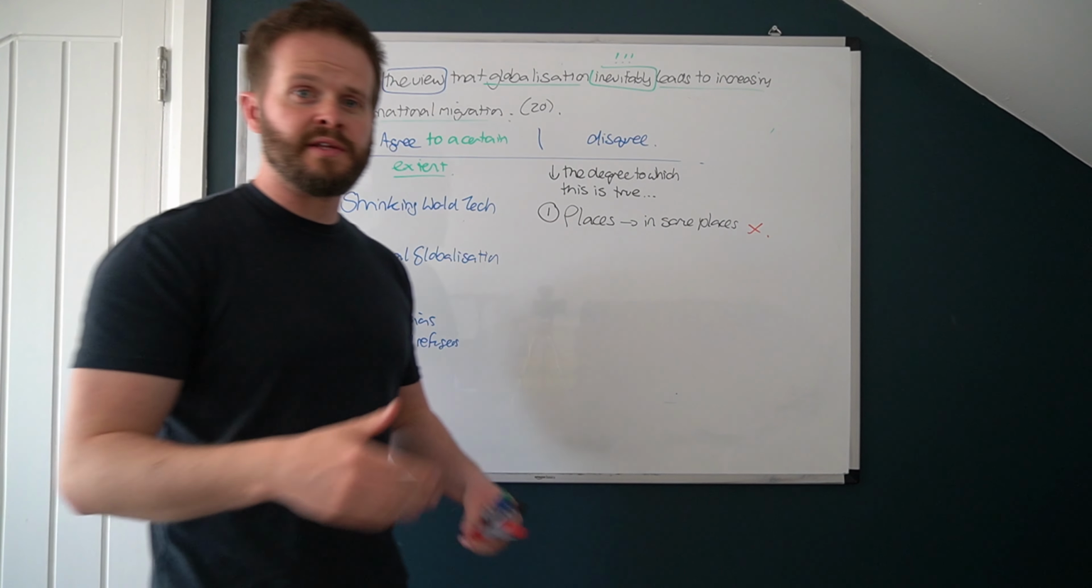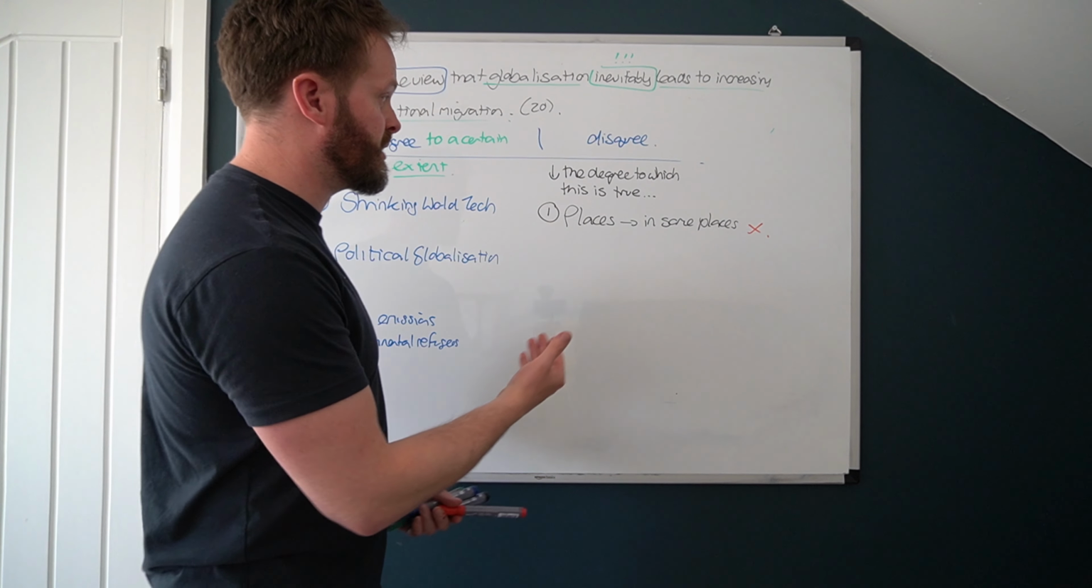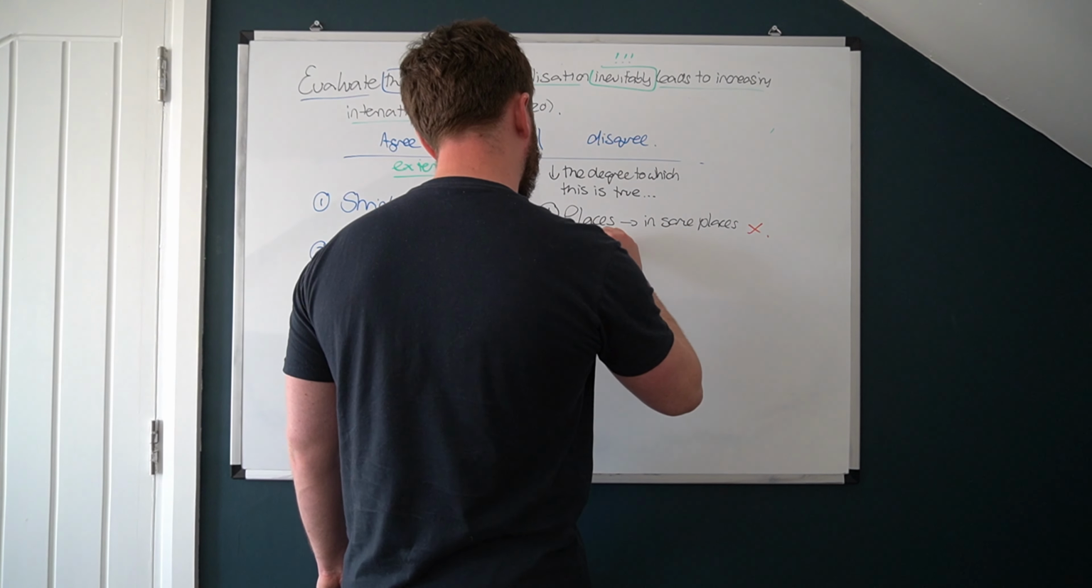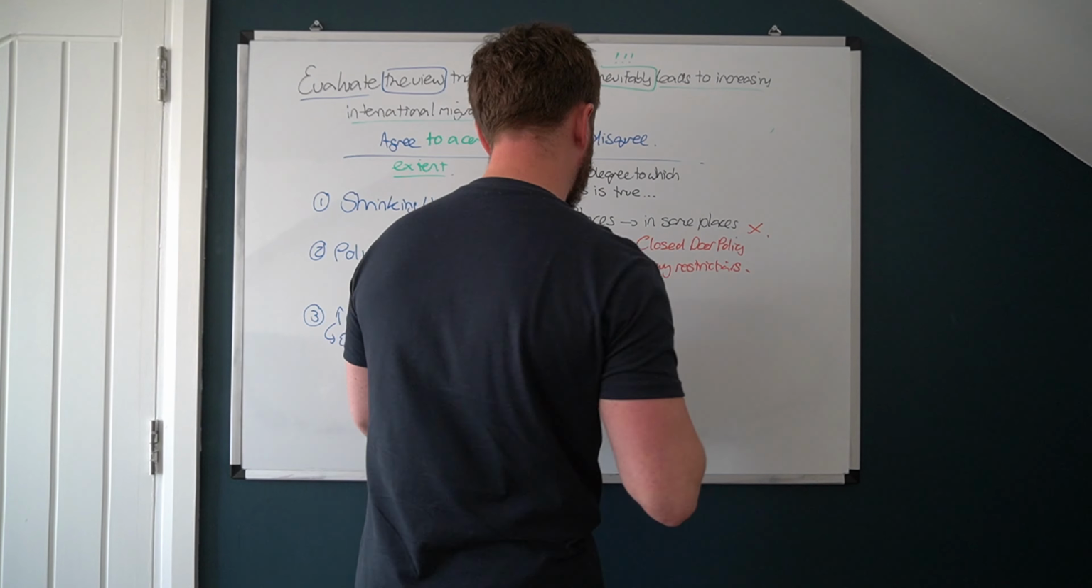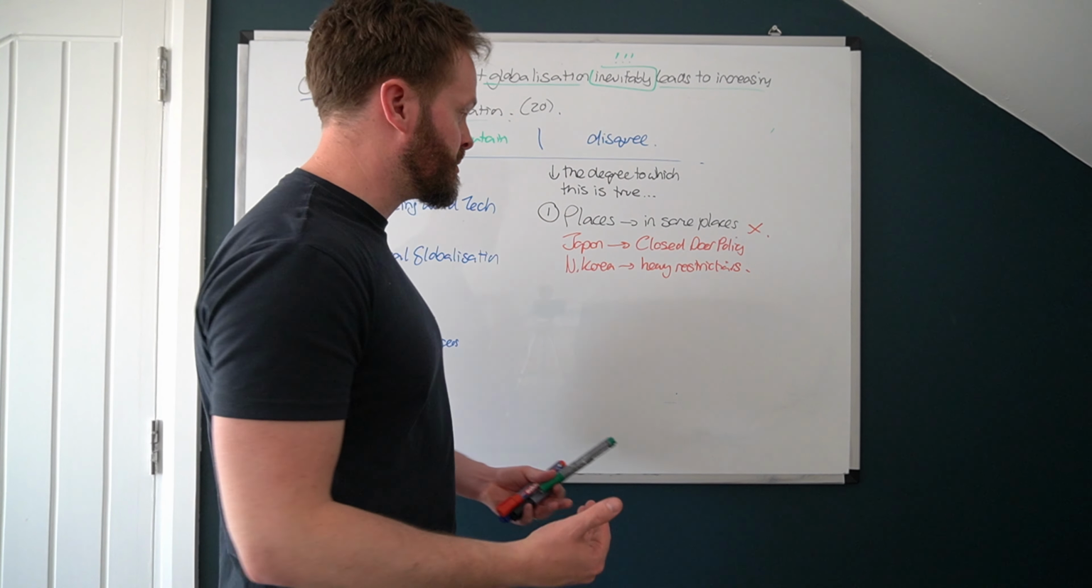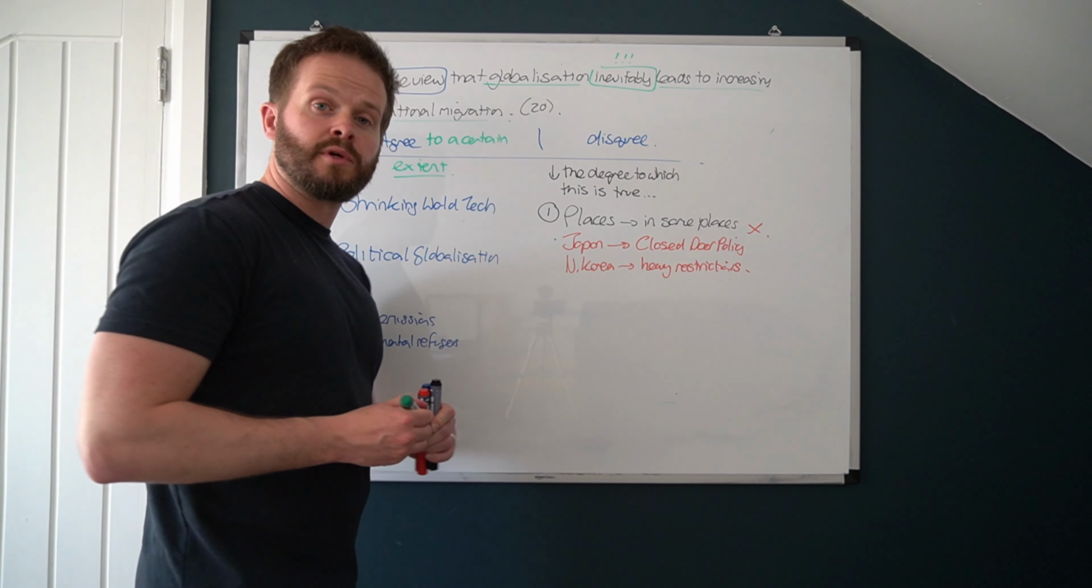So we could potentially say that in some places there isn't that increased international migration as a consequence of globalization. Classic example would be, two examples spring to mind. When we're thinking about, is it inevitable that we'll get increased migration? Not always. Japan, closed door policy.